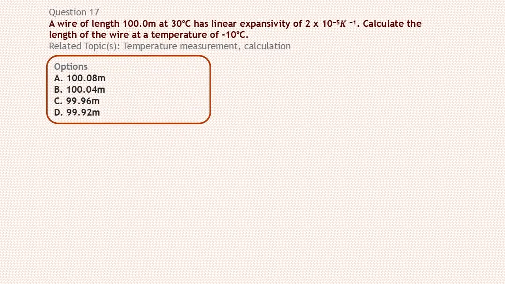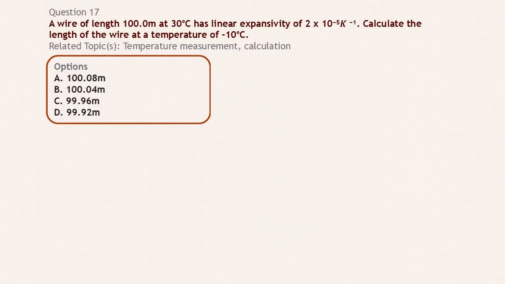Next, a wire of length 100.0 meter at 30 degrees Celsius has linear expansivity of 2 times 10 raised to the power minus 5 per Kelvin. Calculate the length of the wire at a temperature of minus 10 degrees Celsius. So we see that the temperature of the wire has reduced, and the wire here is solid.